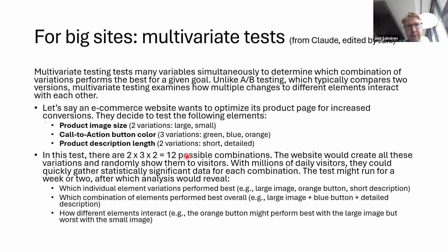Then there are also extensions of A/B tests, which are, for example, multivariate tests. And here we can test multiple changes at the same time, or multiple versions from multiple variables. And we can create combinations of them, and then we can analyze which individual variations or which combinations of variations perform best. So this is more informative, but again, this requires a bigger sample size. So these are harder to conduct in smaller sites.